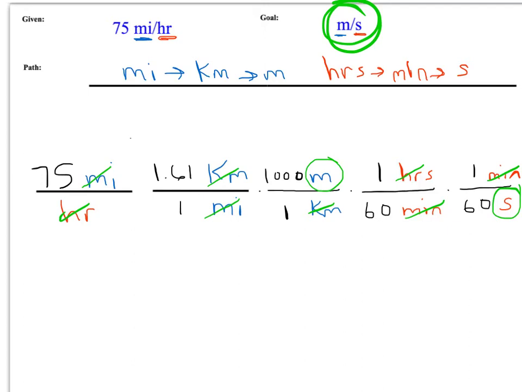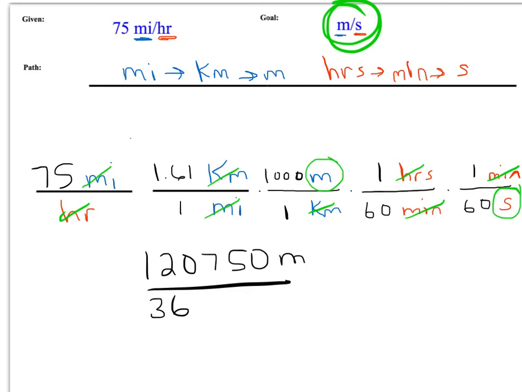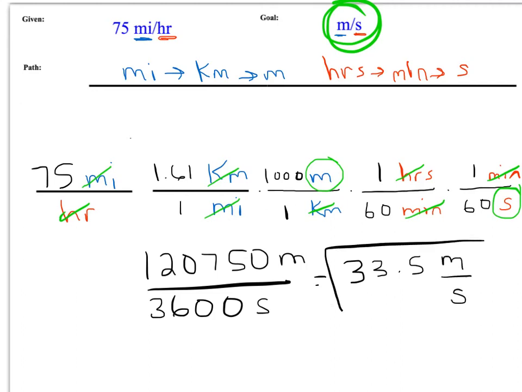At this point, it's time to take out the calculator and start typing things in. I'm going to take 75 times 1.61 times 1,000 times 1 times 1, and I get 120,750 meters. And then I take the bottom and multiply all the numbers together. There's really a 1 here, times 1 times 1 times 60 times 60, which gives me 3,600 seconds. If I take the numerator divided by the denominator, I get 33.5 meters per second. And that's it.